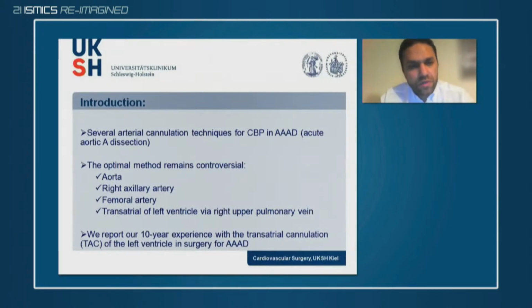As you know, there are several techniques of cannulation in case of acute aortic dissection type A. The optimal method remains controversial until now. The most used technique is the cannulation of the aorta, the right axillary artery, or the femoral artery, and since 2010 we used the transatrial cannulation of the left ventricle through the right upper pulmonary vein.